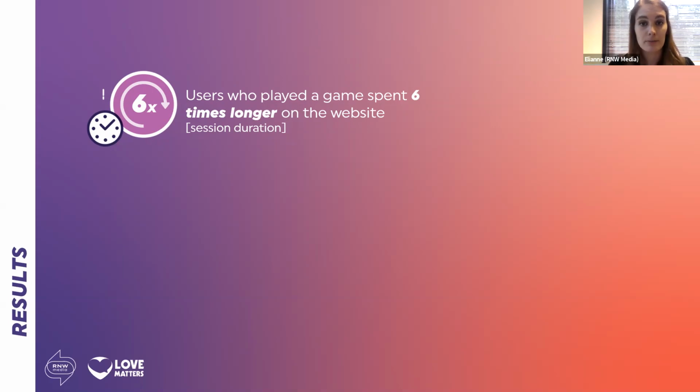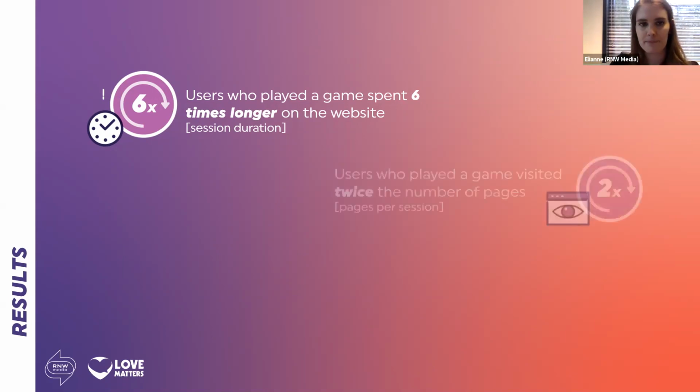And we saw impressively that users who play a game spend 6 times longer on the website than users who do not play a game. And thanks to Gabriella's Google Tag Manager settings, we could very easily compare users who play a game versus users who don't play a game.